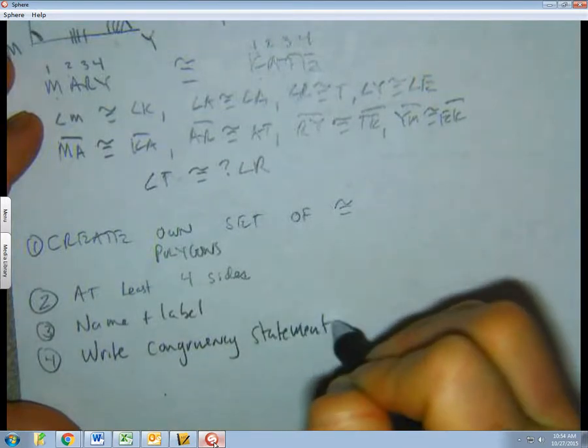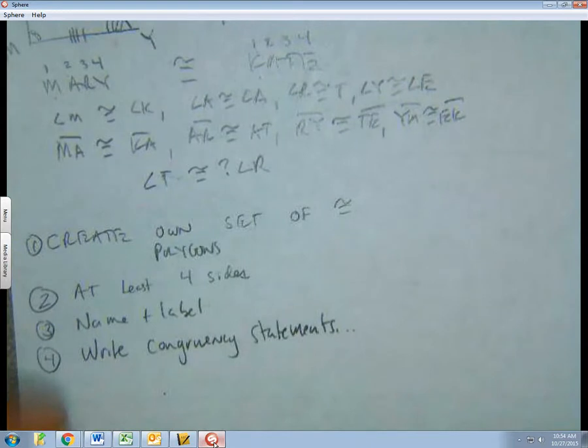Okay, so I'll let you guys do that. We'll go over it in class. Make sure you're doing it well, and we'll pick it up from there. So go ahead and create your own set of congruent polygons, name and label it, and then write congruency statements, just pretty much like we did here.